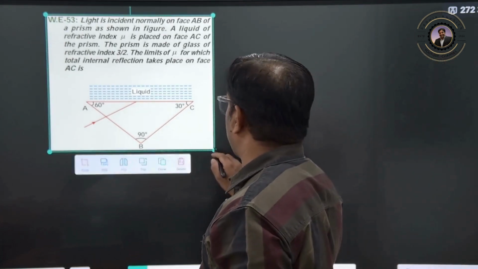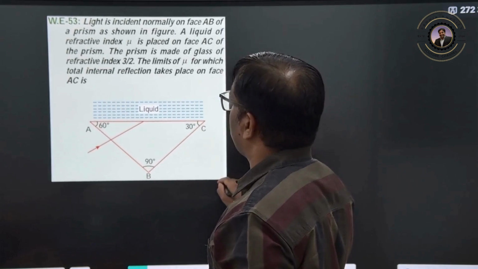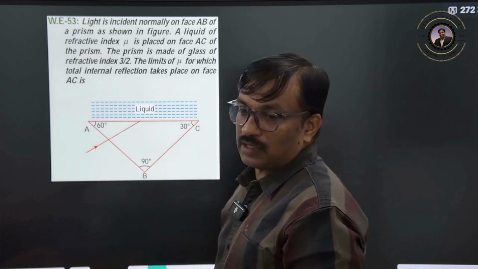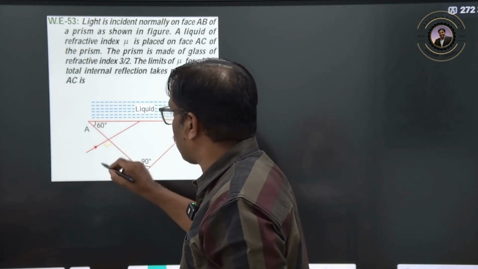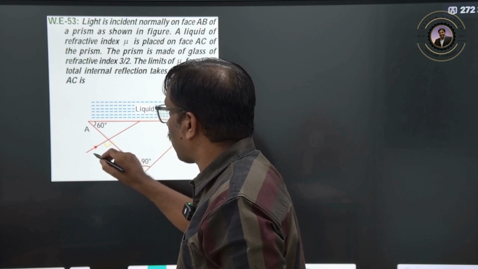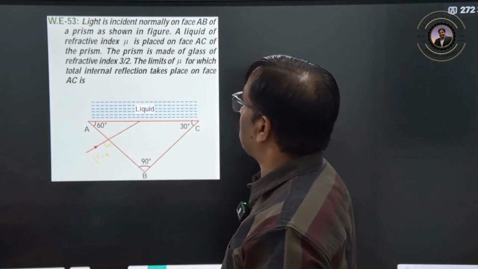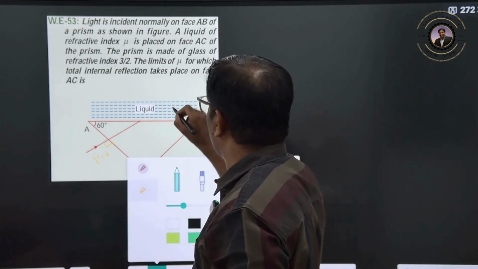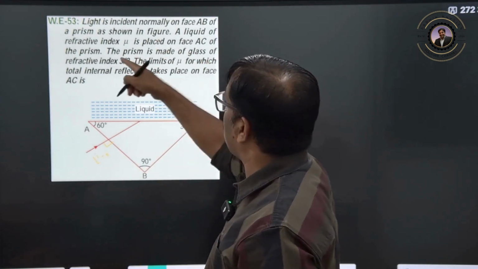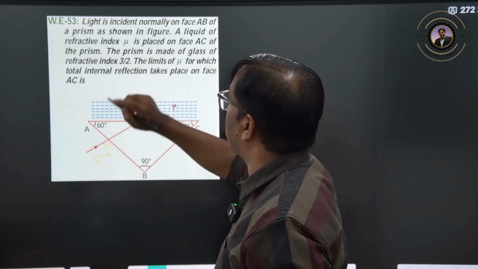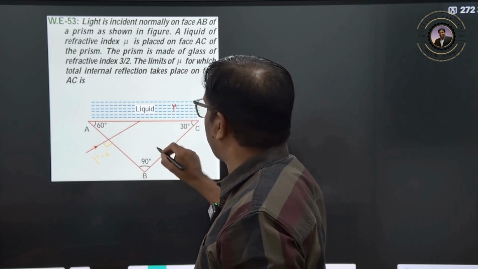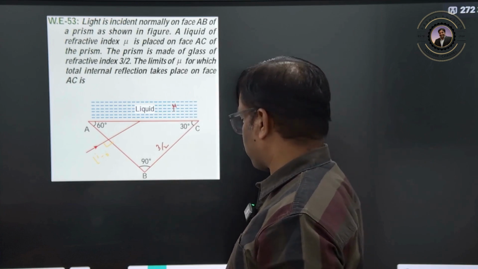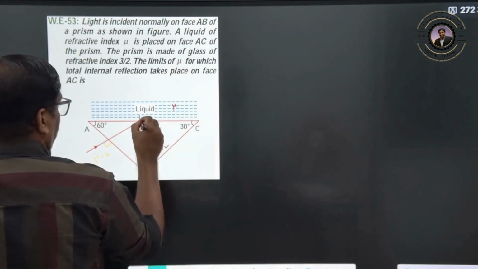Here also, similarly, total internal reflection. Light is incident normally. This is normal incidence. Normal incidence means what? Therefore, here the angle of incidence is 0, right? A liquid of refractive index mu is placed on the face AC of the prism, and the prism is made of glass of refractive index 3/2. We want to calculate the mu value for which it will undergo total internal reflection.